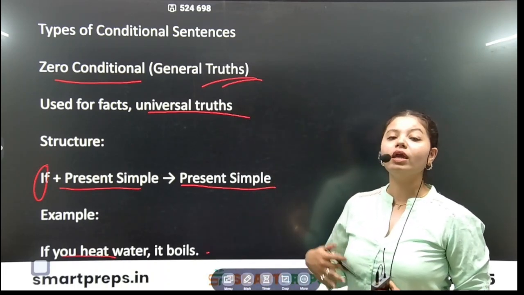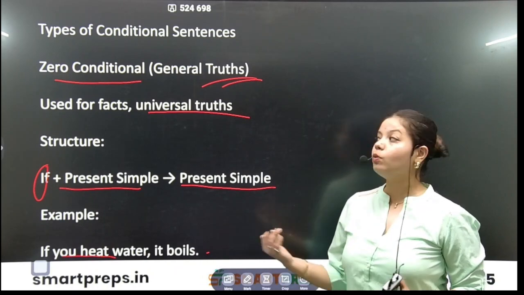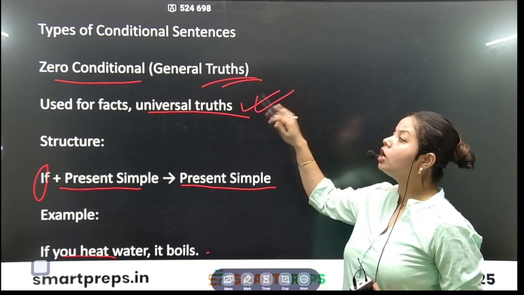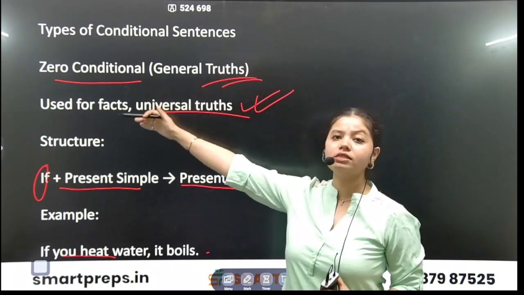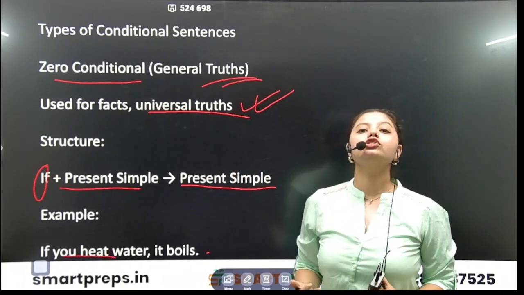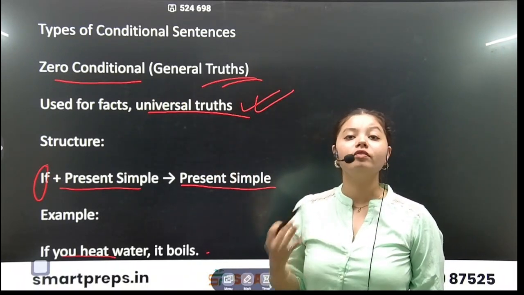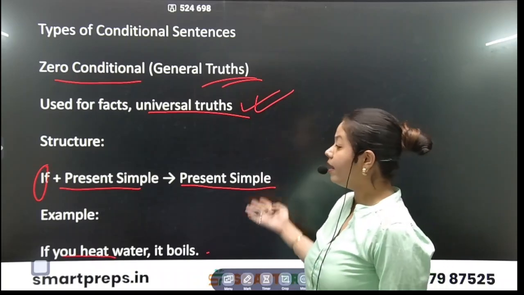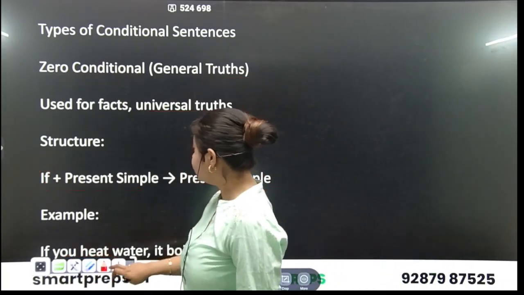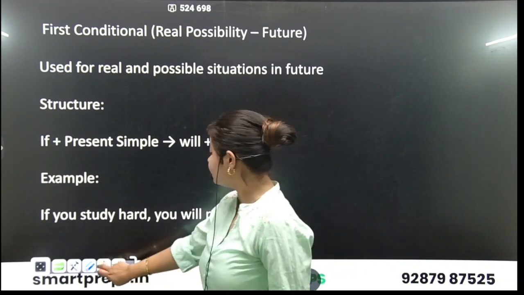So, whenever we heat the water, it boils. It is a fact. It is a universal truth. So it is a zero conditional statement. Zero conditional statements are always used for facts which are universal truths. Very easy. This was the first type of conditional sentences.